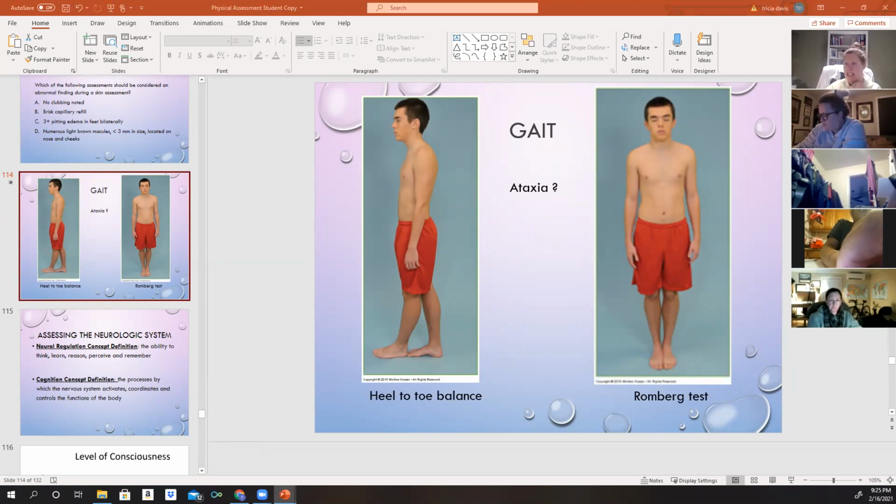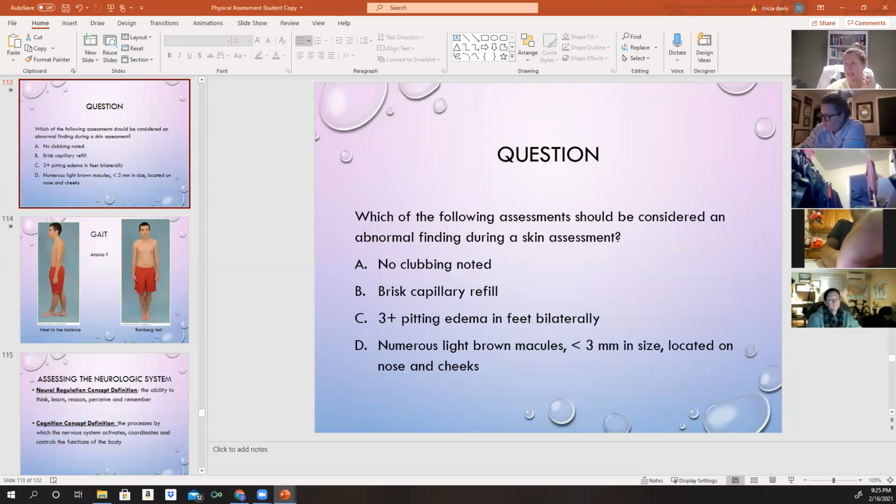So now we want to look at their gait. Oh, no, we missed a question. Sorry. Which of the following assessments would be considered an abnormal finding during a skin assessment? No clubbing noted, brisk capillary refill, 3+ pitting edema in the feet bilaterally, or numerous light brown macules less than 3 millimeters in size located on the nose and cheeks. See, yep, you got it. That's the abnormal finding. Very good.